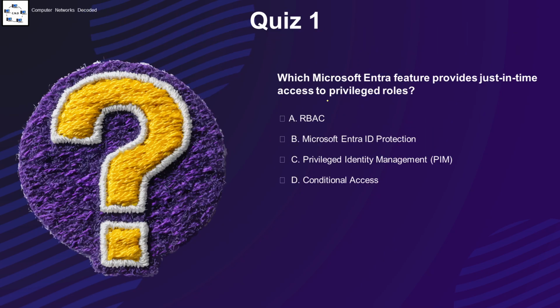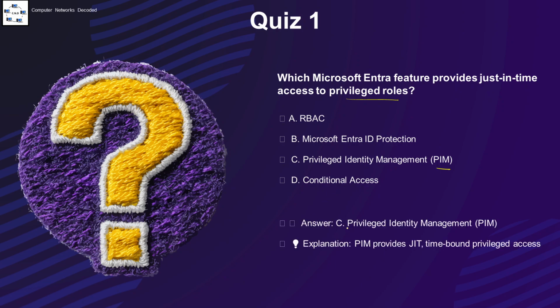So let's go through a quick quiz. Which Microsoft Entra feature provides just-in-time access to privileged roles? The options are: option A, RBAC, role-based access control. Option B, Microsoft Entra ID protection. Option C, privileged identity management, PIM. And option D, conditional access. And the correct option is option C, privileged identity management, or PIM. PIM basically provides just-in-time and time-bound privileged access.